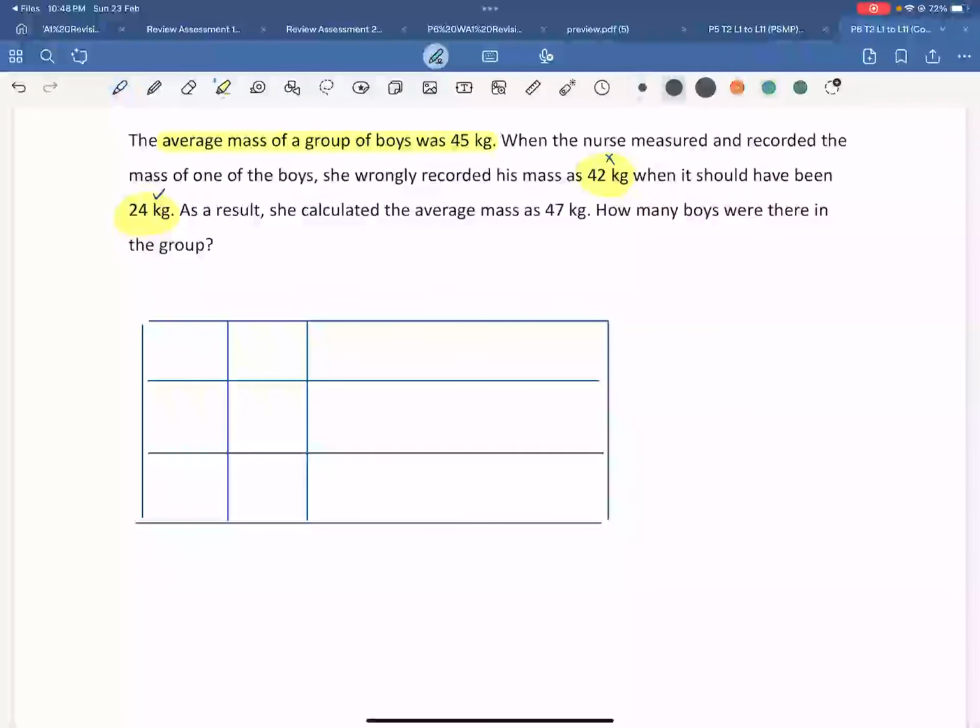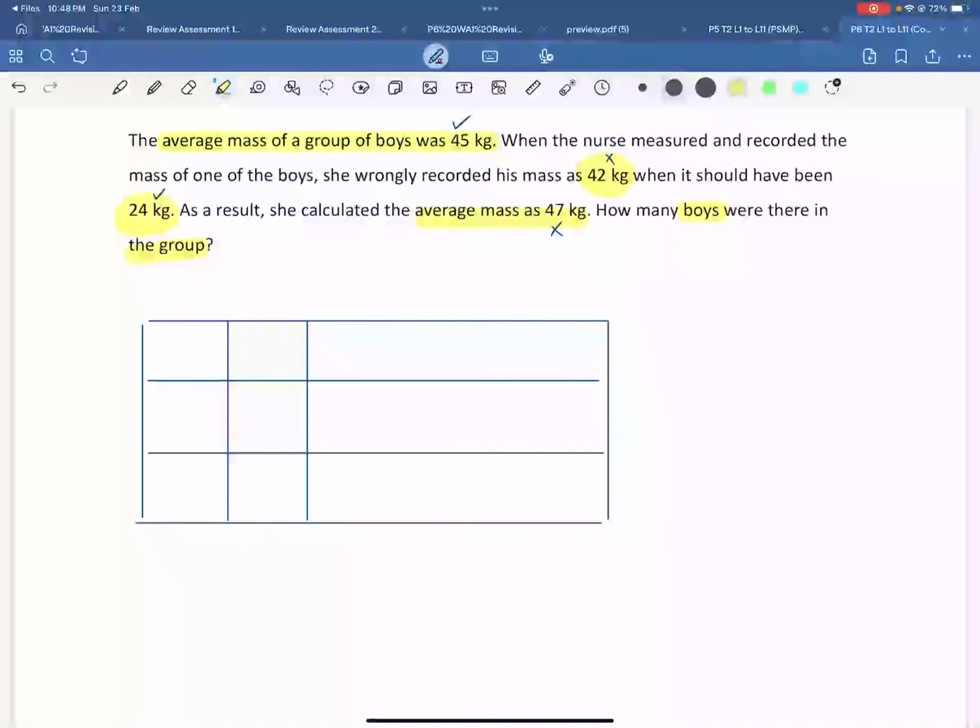Now, as a result of this, she calculated the average mass to be 47. So 47 is the wrong one, supposed to be 45. The question wants us to find how many boys were there in the group.